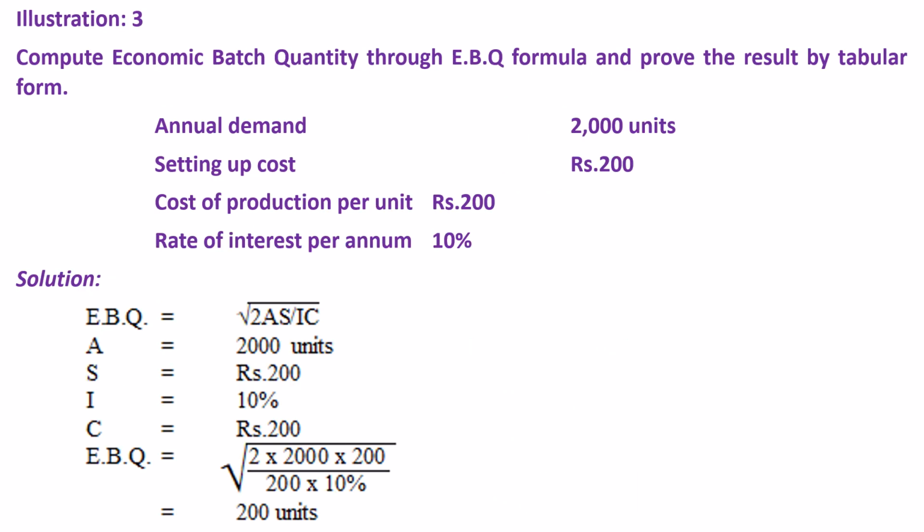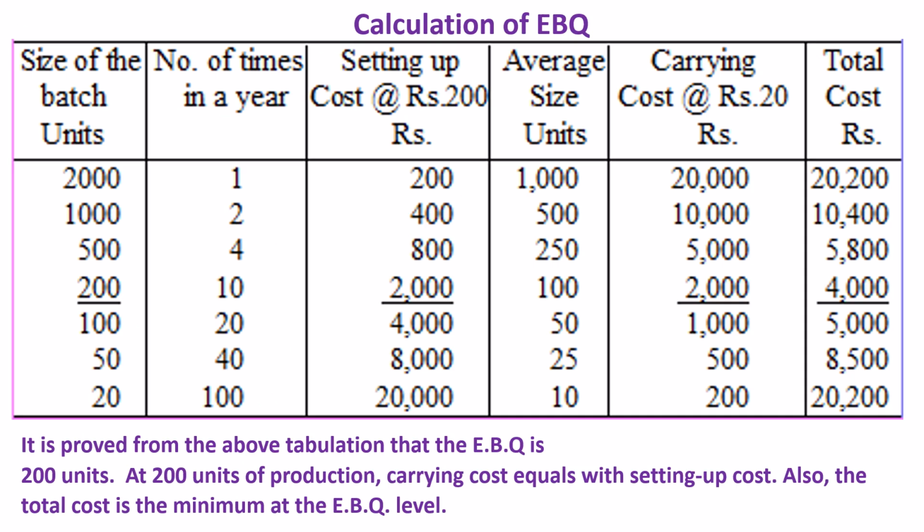Illustration 3. Compute economic batch quantity through EBQ formula and prove the result by tabular form. Solution is presented here. Calculation of EBQ. It is proved from the above tabulation that the EBQ is 200 units. At 200 units of production, carrying cost equals with setting up cost. Also, the total cost is the minimum at the EBQ level.